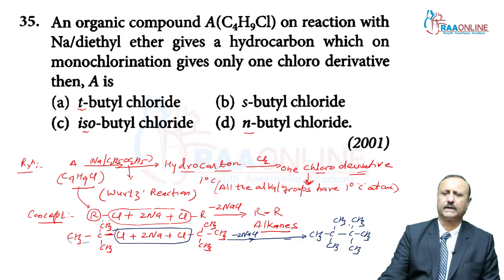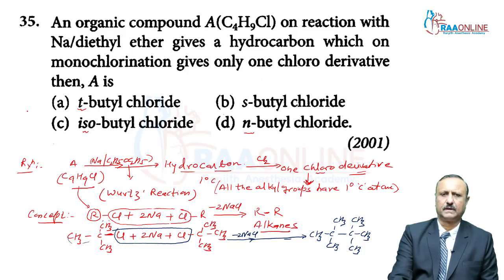Here, my dear students, when you replace a hydrogen, CH2Cl is formed. You can replace any of these hydrogens, and CH2Cl is formed each time. It means all these positions give only one chloro derivative.